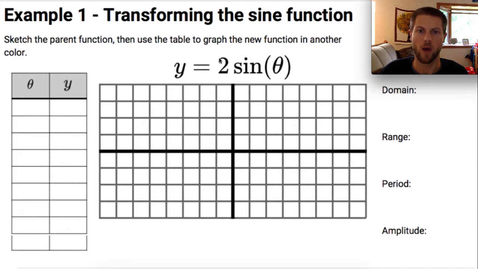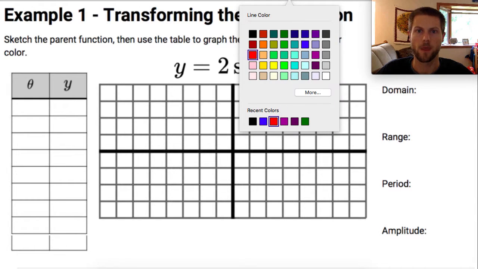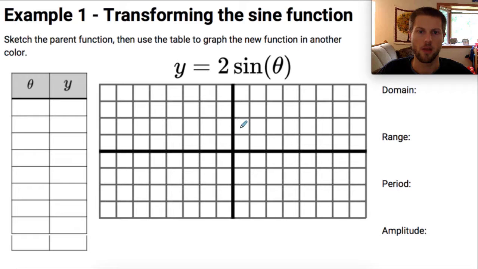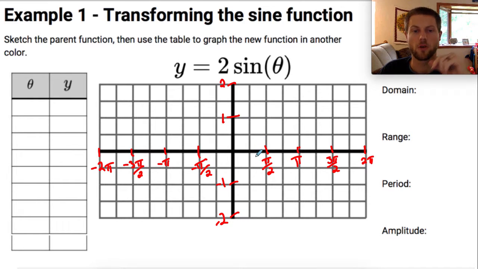So we're going to graph y equals 2 times the sine of theta. The first thing I'm going to do is put down my parent function, and we did that in the first video. So let me just throw some labels down here. So that's going to be 1, I'm going to take this up to 2, negative 1, and negative 2. And let me just hit the x values like this. All right, so now that I've done that, let's put down what the parent function looked like.